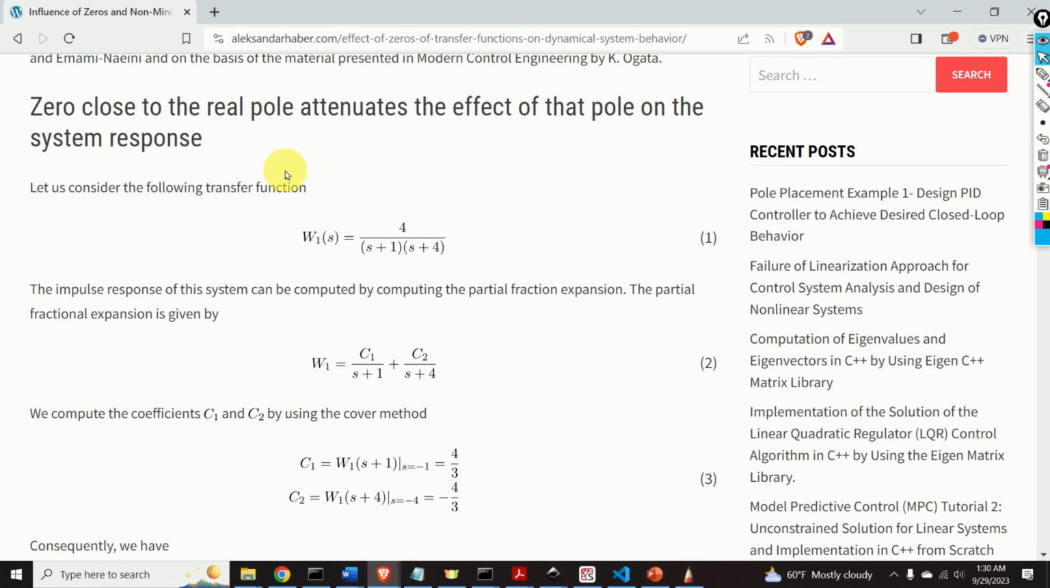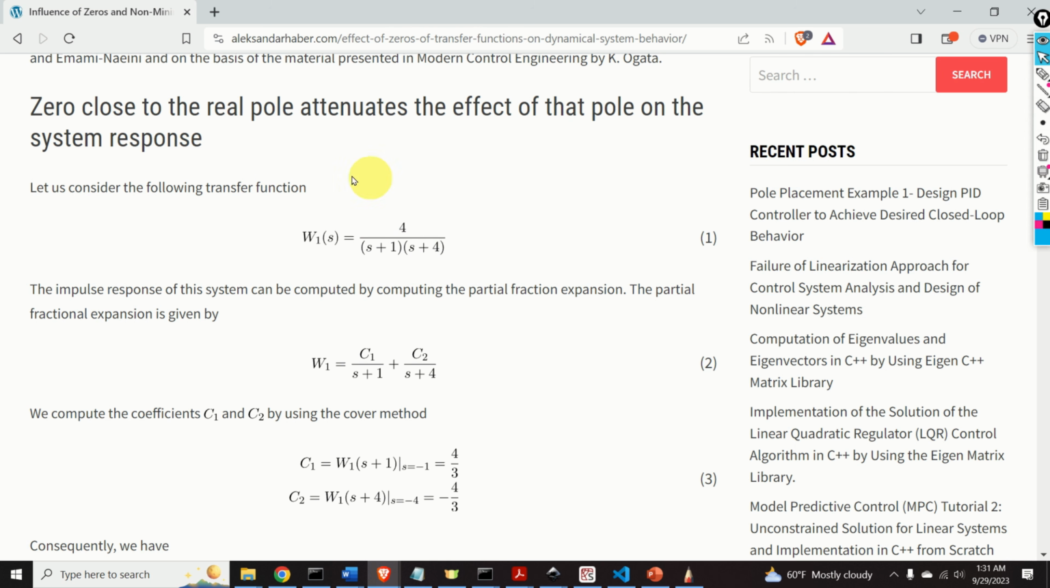Our first goal is to show that a zero close to the real pole attenuates the effect of that pole on the system response. Let us consider this example. This is the second order transfer function with the poles located at s equal to -1 and s equal to -4. We don't have a zero over here.